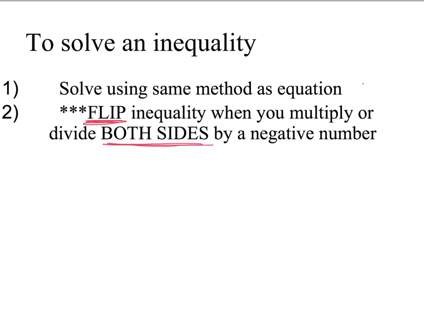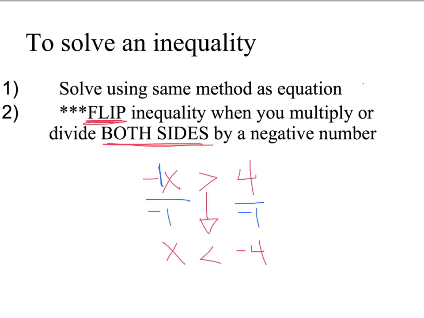So an example of that would be if I have -x is greater than 4. Well, I don't really care what -x equals. I need to figure out what x equals. So keep in mind that if it's -x, it's like -1x. So I'm going to divide by a -1 to cancel that. Since I'm dividing both sides by a -1, I need to take this inequality and change it to a less than sign. So my answer will be x is less than negative 4.